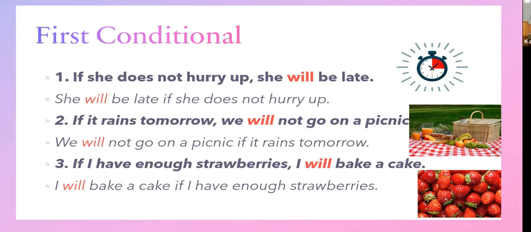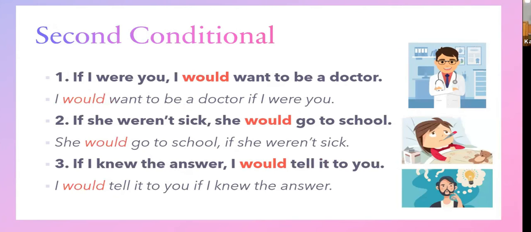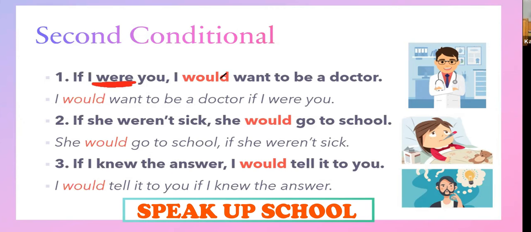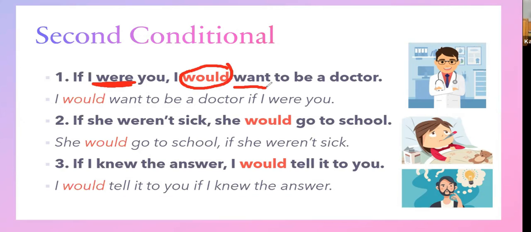Look at examples of second conditional. I love this one. Okay, so we have, if I were you, I would want to be a doctor. The same thing. I would want to be a doctor if I were you. In here, we are using were. If I were you. And we are using would. And we are using our verb in present simple.